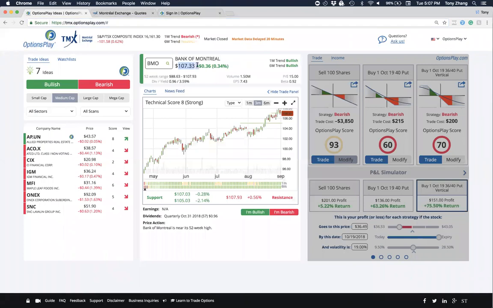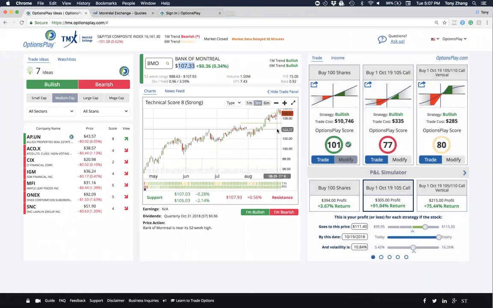So BMO is trading at 107 right now. Let's say you own the 105 strike calls and it's now in the money and you want to roll it. The question is, what do you want to own afterwards? And you can use OptionsPlay for that. Here, as you can see, we're saying that looking at the October 19th 105 call is a good place to start if you're bullish on BMO. If you're trying to roll, you want to roll out to the October 19th 105 calls. This is how you would utilize our platform to help you figure out what to roll to.